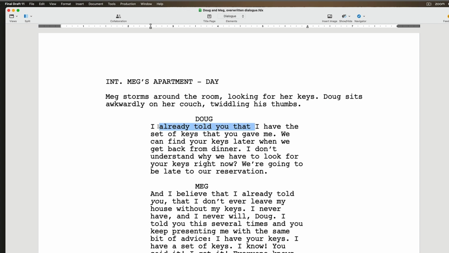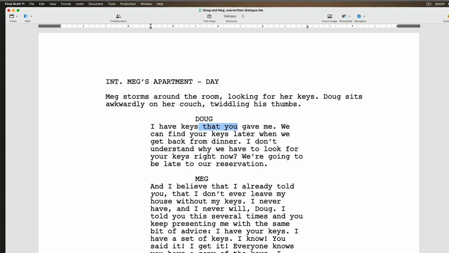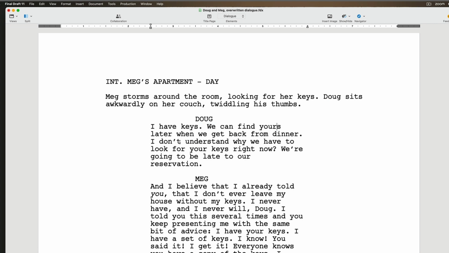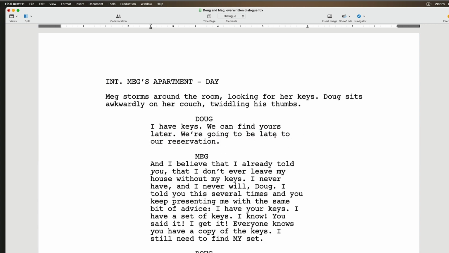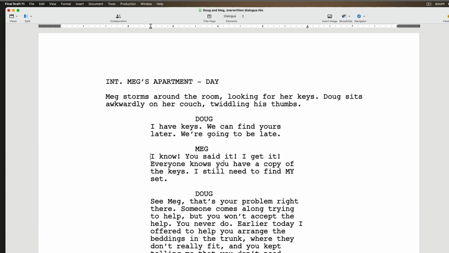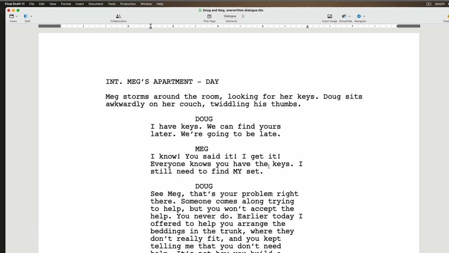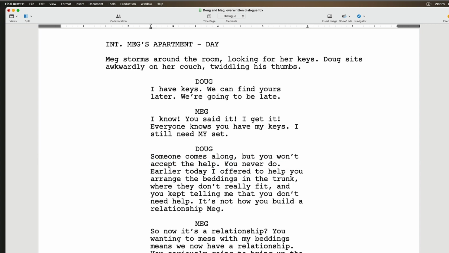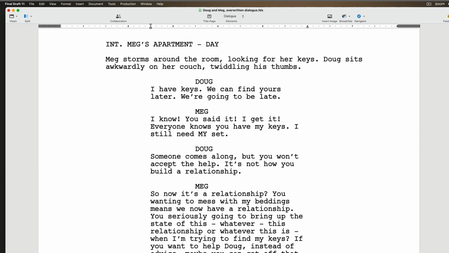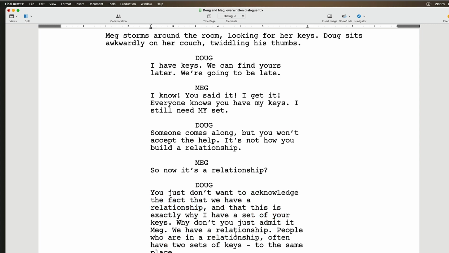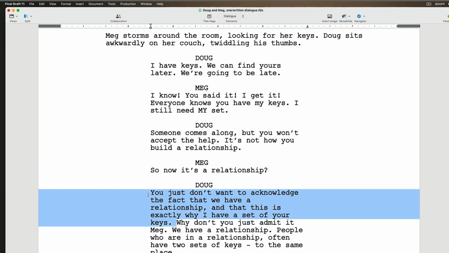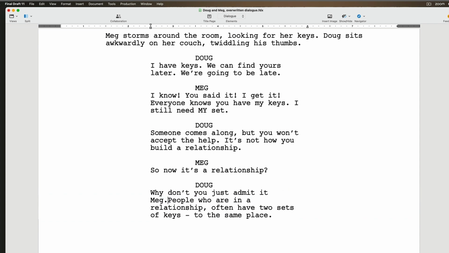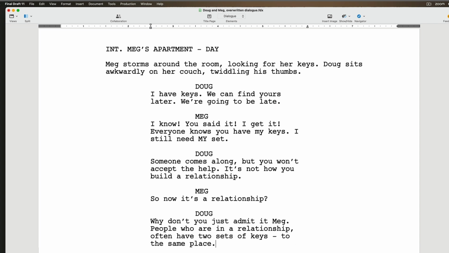Okay, let's trim it down. Trimmed it down. Let's read it again and see if it lost anything.